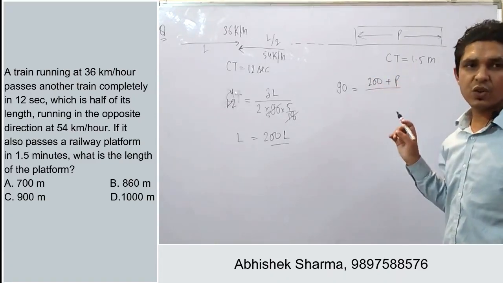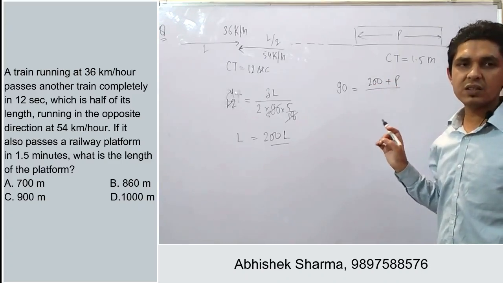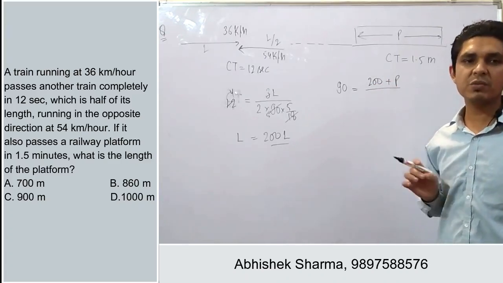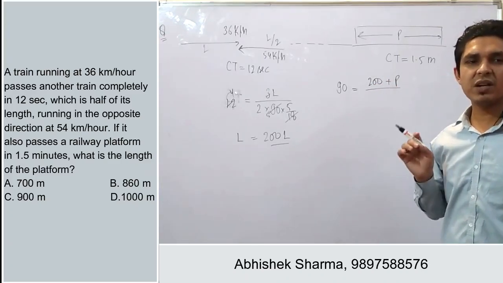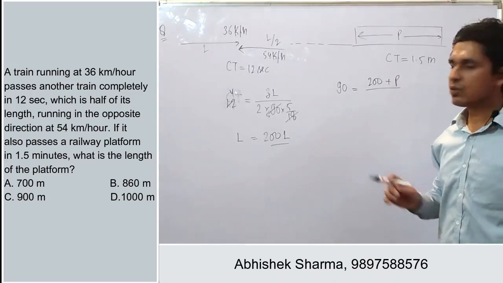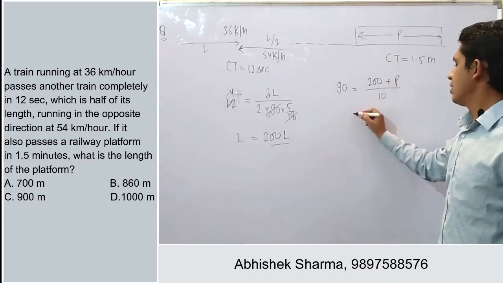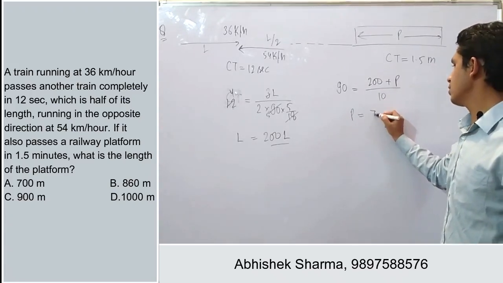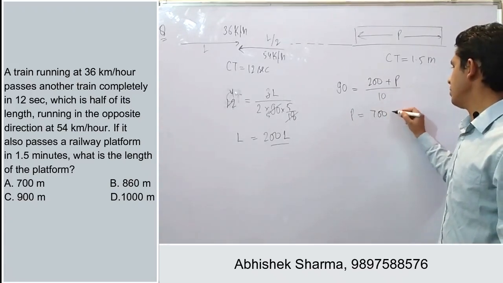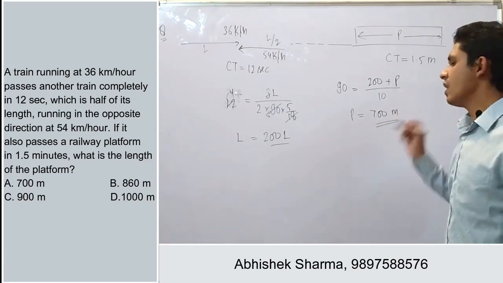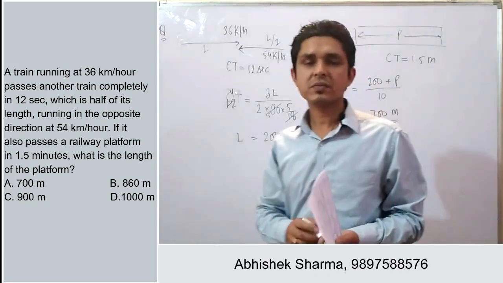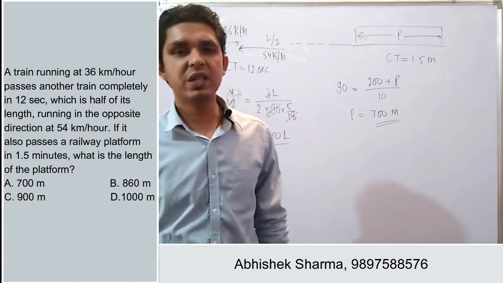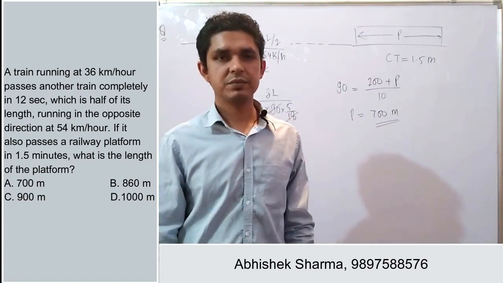So the speed of that train is 36 km per hour, and we convert this 36 km per hour into meter per second. So 36 multiplied by 5 by 18, right? This will give you 10. So here the value of P will be 900 minus 200. So here the value of P will be 700 meter. Hence we can say that the length of the platform will be 700 meter, right?